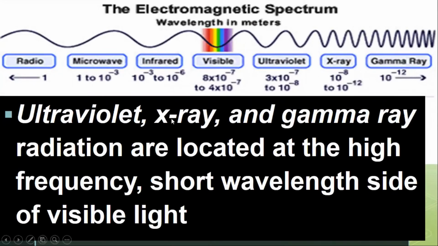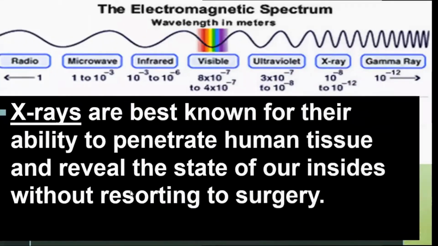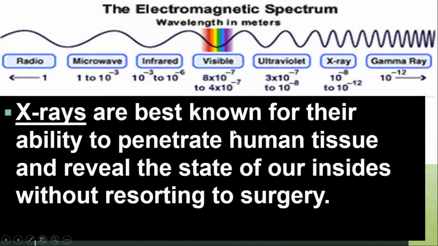Ultraviolet, X-ray, and gamma ray radiation are located at the high frequency, short wavelength side of visible light. The ultraviolet radiation found just beyond the violet end of the visible spectrum is responsible for suntans and sunburns. While X-rays are best known for their ability to penetrate human tissue and reveal the state of our insides without resorting to surgery.